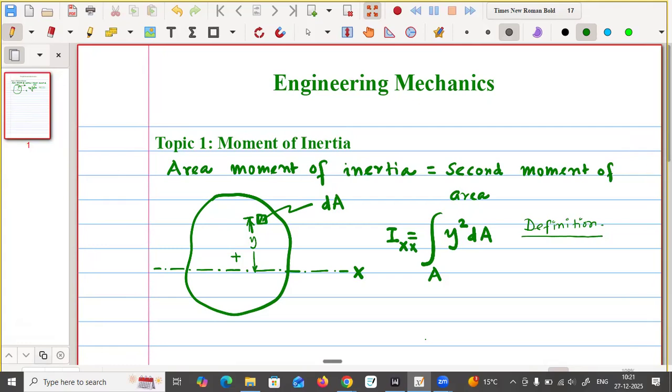So you can look at this as if this is equal to y.